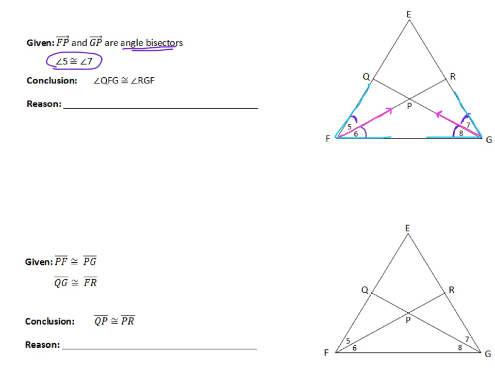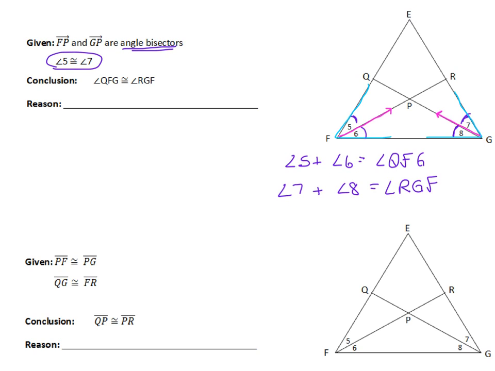So what is the reason why we can say that those two angles are equal to each other? Well, if you think about it, does it make sense to say that angle 5 plus angle 6 is equal to angle QFG? Remember how if you add up two smaller angles, it's going to equal the bigger one? Well, you also could say that angle 7 plus angle 8 is equal to angle RGF, this other big angle. And because these are equal to each other, that means that the big ones will be equal.